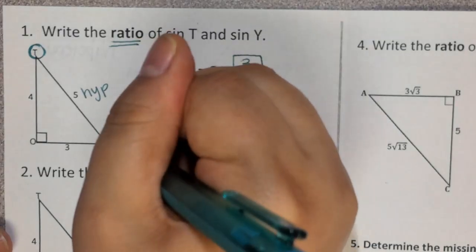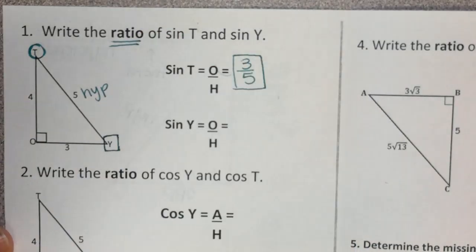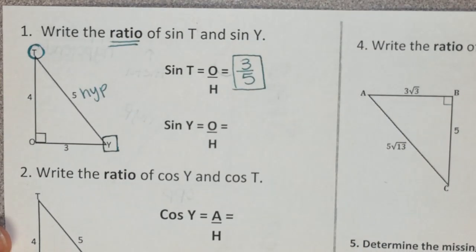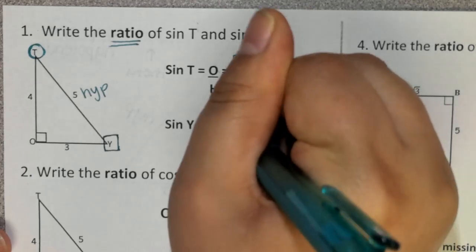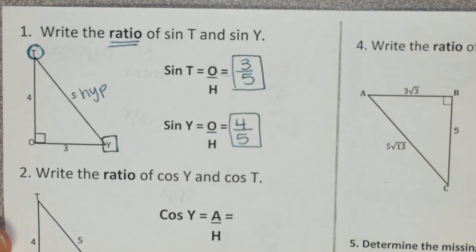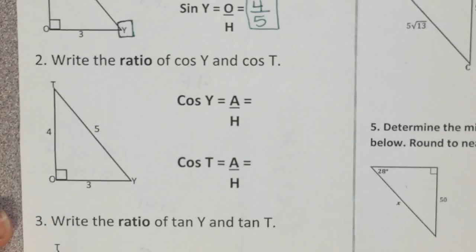Everybody box y. Box your y. I want the sine of y. What is opposite of y? 4. What's the hypotenuse? Bam, we're done. The ratio of the sine of y is 4 over 5. Are we okay with it? All right, you do 2 and 3 on your own. Go.